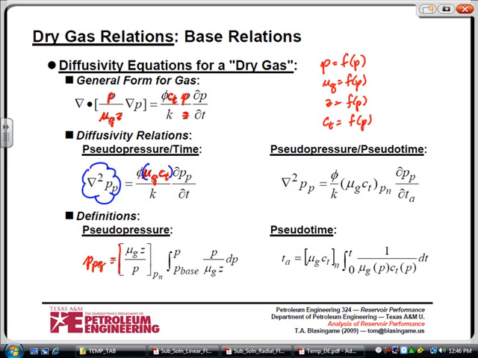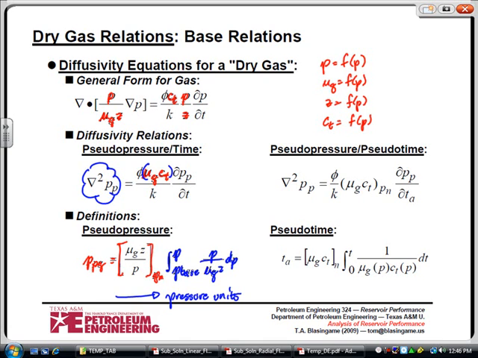Okay. So this is evaluated at some fixed pressure, and then we take the integral from P base to P of P over mu Z. What are the units? What does this turn out to be? Pressure. That's pretty clever, huh? If you're going to make the chicken think it's a duck, you better make sure the identity crisis is complete.